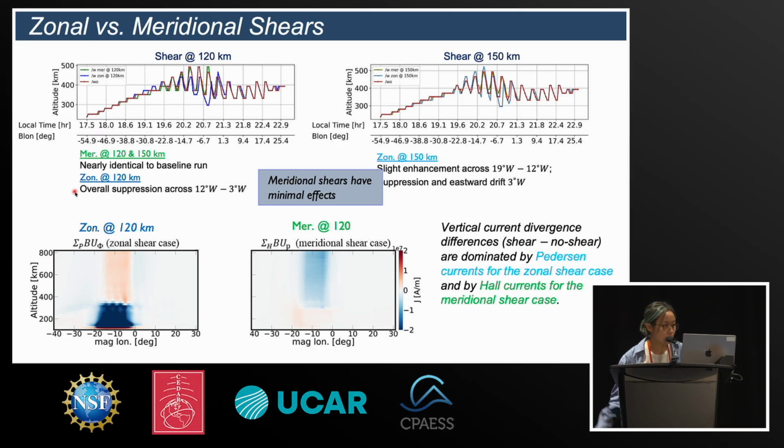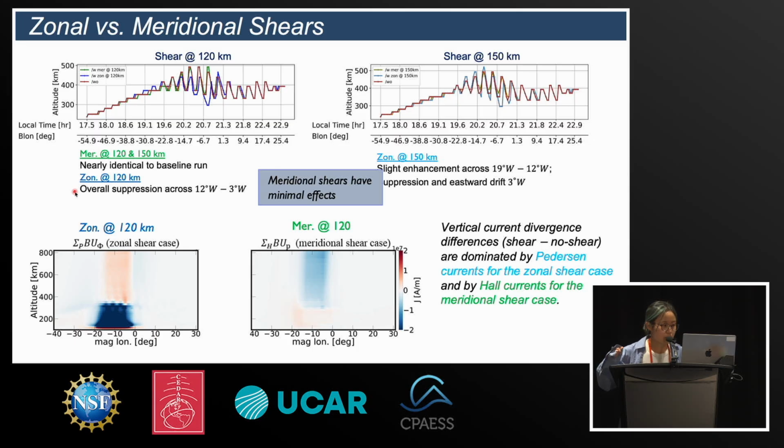On the top, we again show the height versus local time. The blue line is for the zonal shear case, and the green line is the meridional case. On the top, the shear is set up at 120 kilometers, and on the right is set at 150 kilometers. The result shows the meridional shears have a minimal effect.